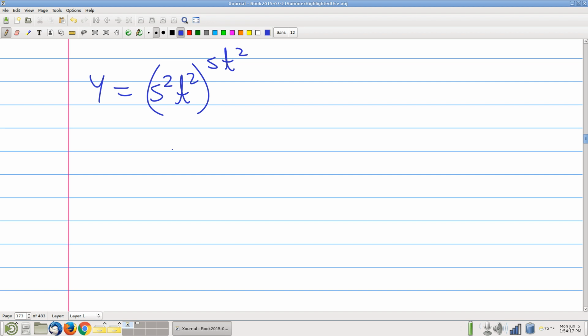So we take a log of both sides, and we get st squared times the natural log of s squared t squared. In fact, I'll tell you what, I'm going to be clever about this and take this squared out and make that a 2 out there. So that's just using properties of logarithms. Is everybody okay with that? Mm-hmm. Now let's take a derivative of both sides.